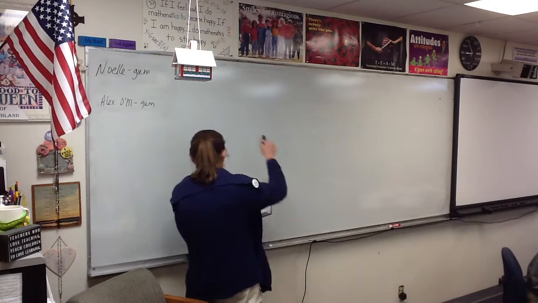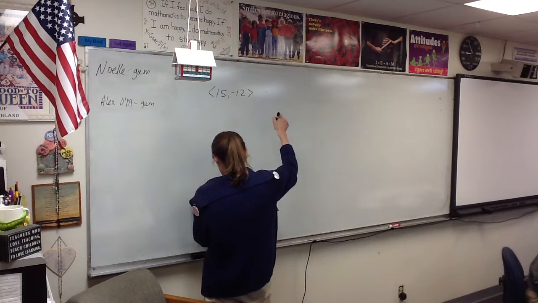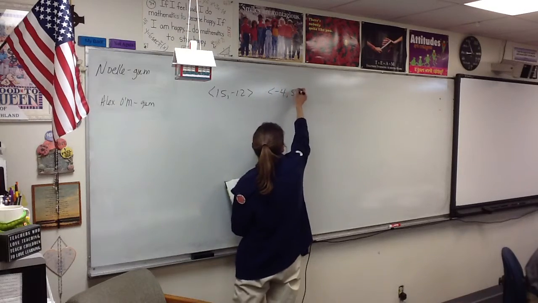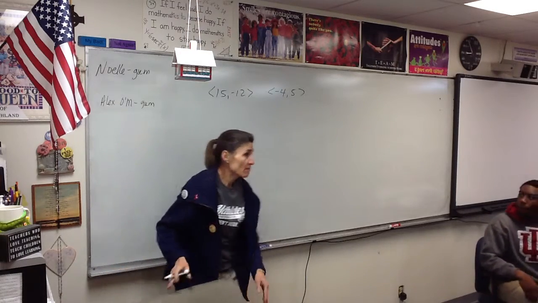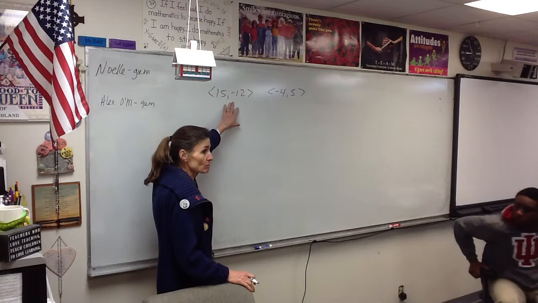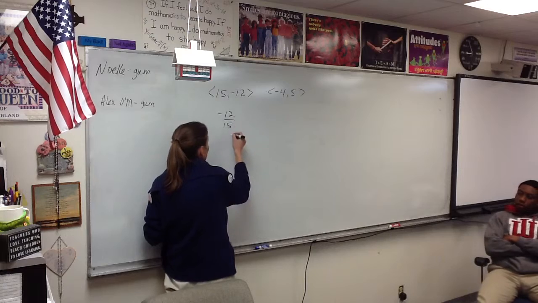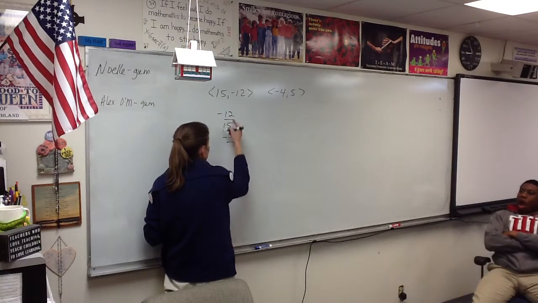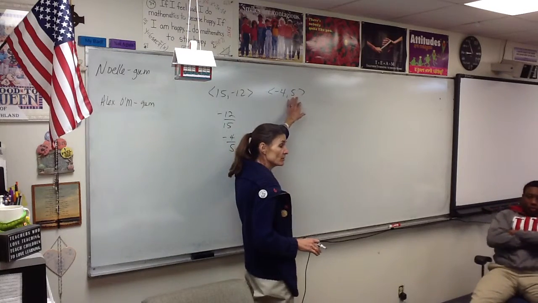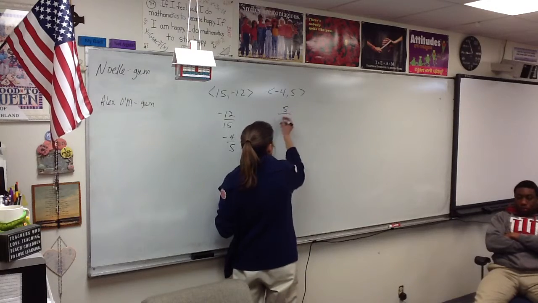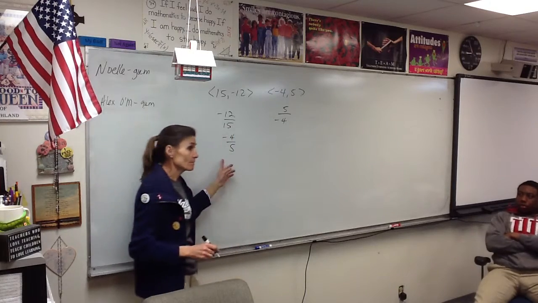Number 35. The two vectors are 15 and negative 12, and negative 4, 5. Now the easiest way to do these is just to look at their slopes. This vector goes over 15 and down 12. Negative 12 over 15, which you can reduce by 3, so it'd be negative 4/5. Then this vector has a slope of 5 over negative 4. Now at first glance, we get excited about this, but this is a neither.